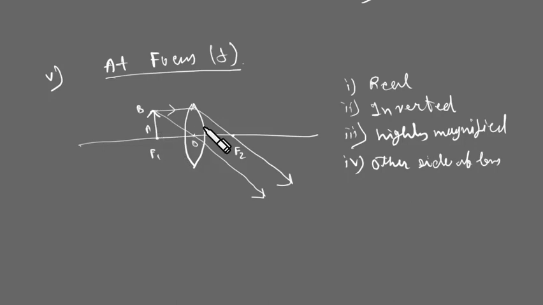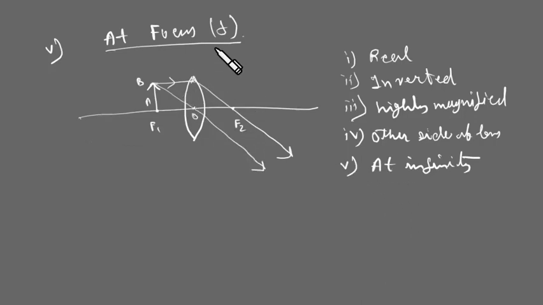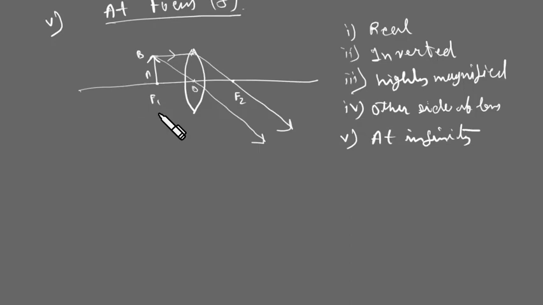Opposite side of the lens means in the right hand side. And then the last one is what? It is at infinity. So the image is formed at infinite distance when the object is kept at the focal point.